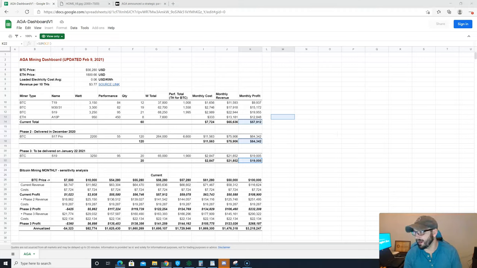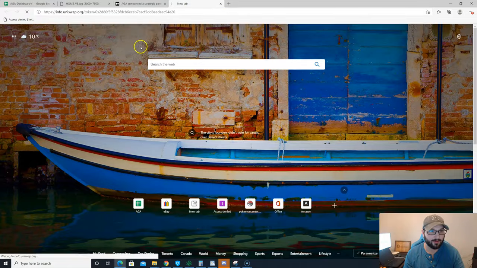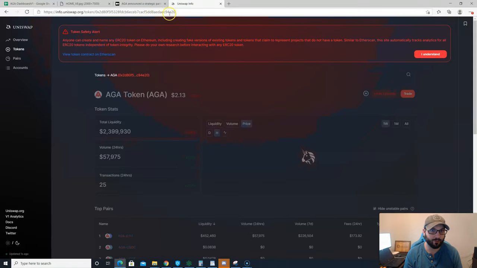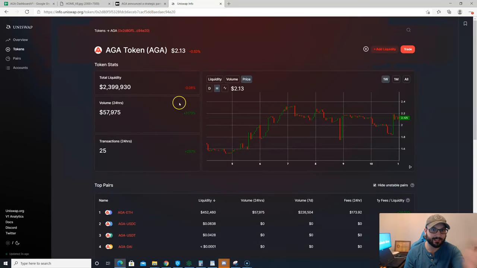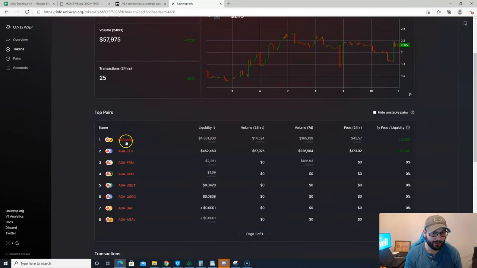It is not complicated. I'll even bring it over here for you. Here you go. You go to Uniswap. You find the token. Here is their contract address, 94E20. Here's AGA. You can trade it. Once you have AGA, you can swap half to AGAR. The pair is right here.